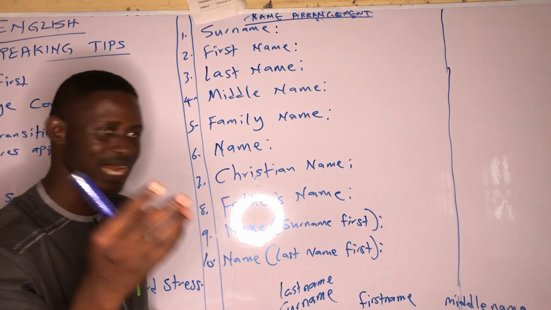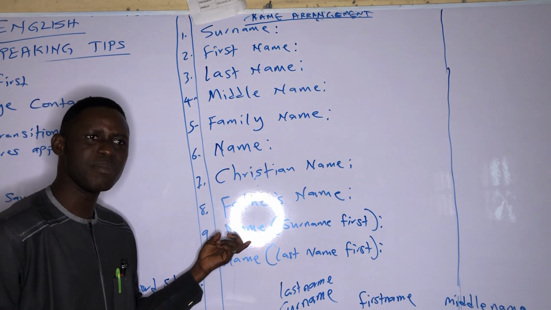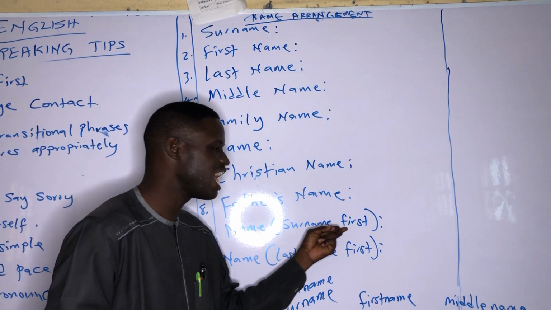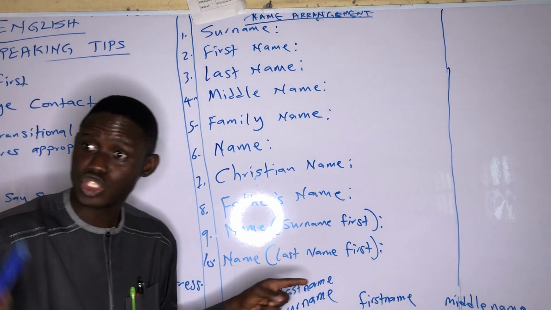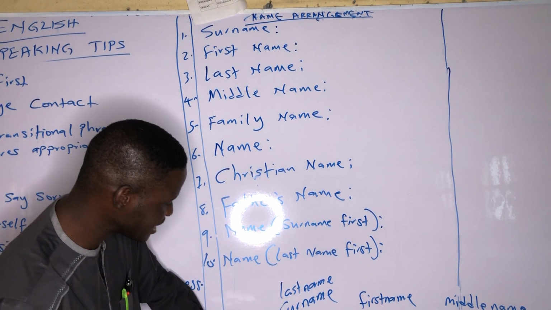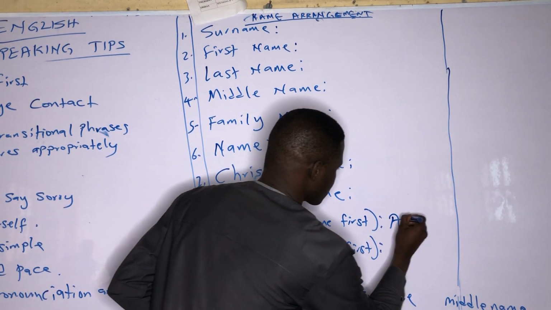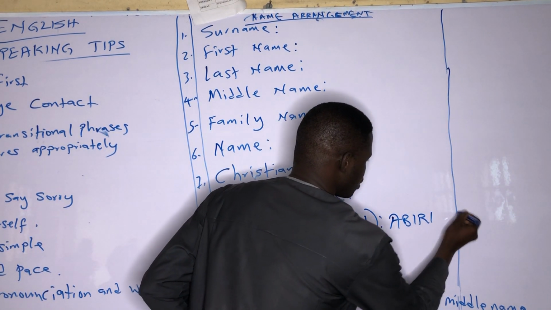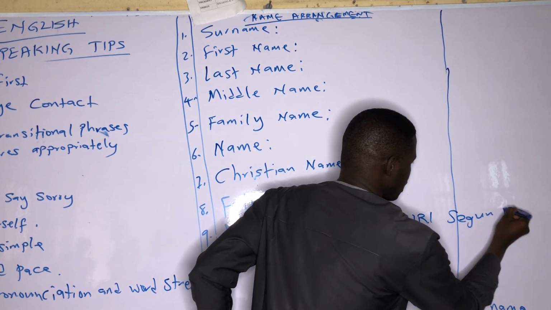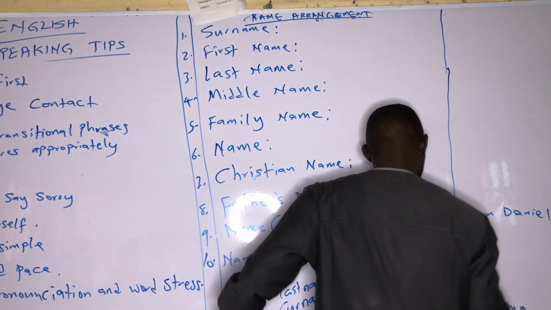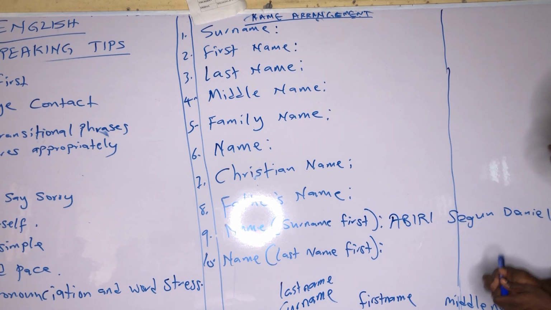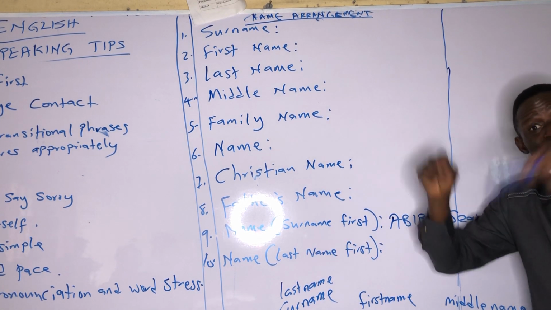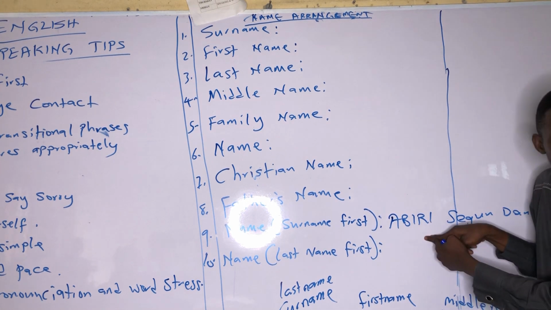So sometimes when you are writing it, they will say, write what is your name. Make sure you write your surname first. Are you seeing it? They are telling you to write your surname first. So you now write in this format: Abiri Shegun Daniel. You do not need to necessarily put a comma here, because they have told you to put your surname first. So whoever is reading it knows that the first one is the surname.